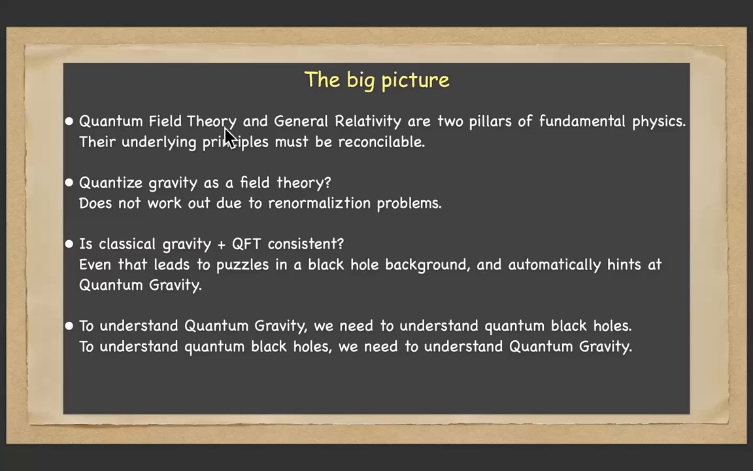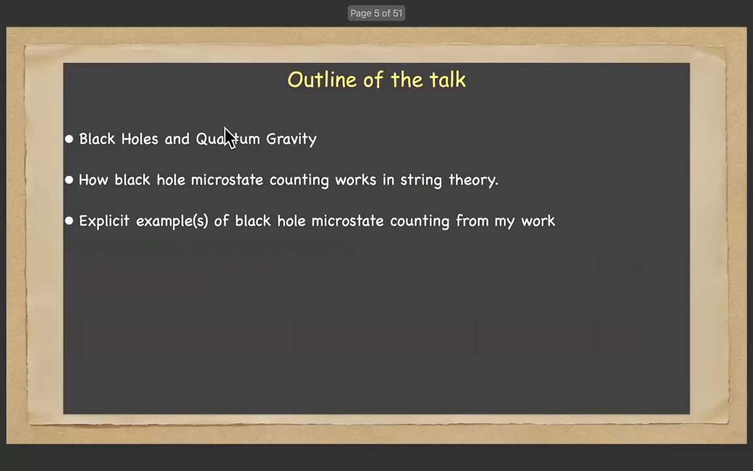The talk will be divided in these segments. First, I'll give a somewhat more elaborate introduction of the relation between black holes and quantum gravity. This is all well-known fact. Then I'll go on to give the broad idea of the logical structure of black hole microstate counting in string theory, and then I'll come to explicit examples from my work with some hints of future works. Okay, and do stop me if you have any questions. I should have said that before.